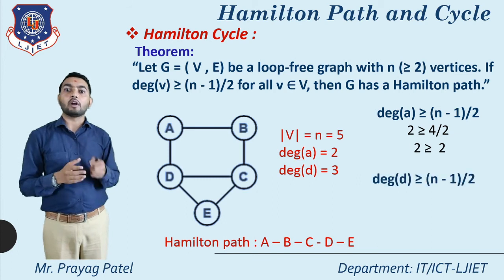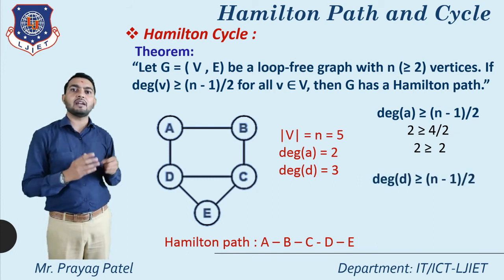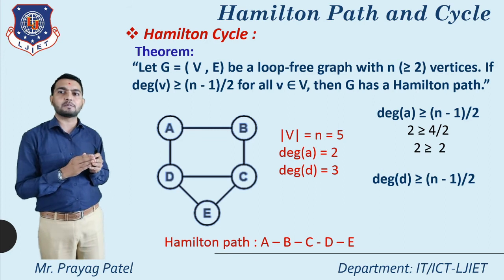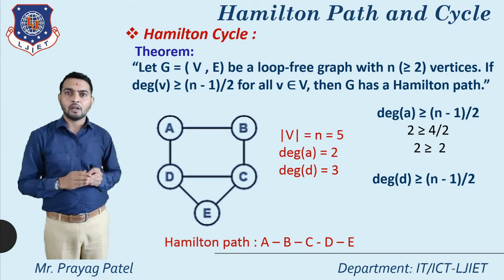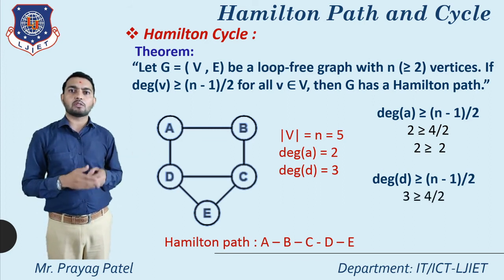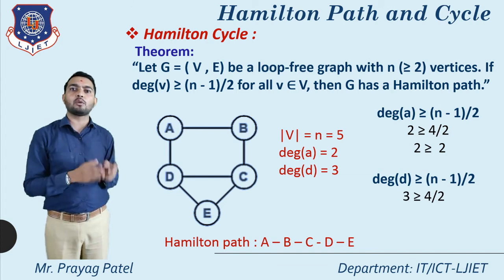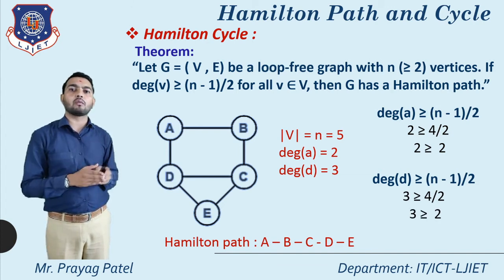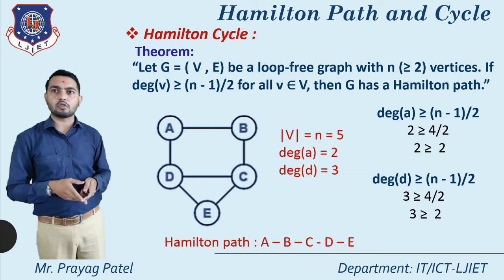Now next, for the node D also we check this condition, because here two types of degree are possible in this graph, 2 or 3. So degree of D equal to 3. So 3 greater or equal to 4 by 2. So here we get 3 greater or equal to 2. So this condition is also satisfied.